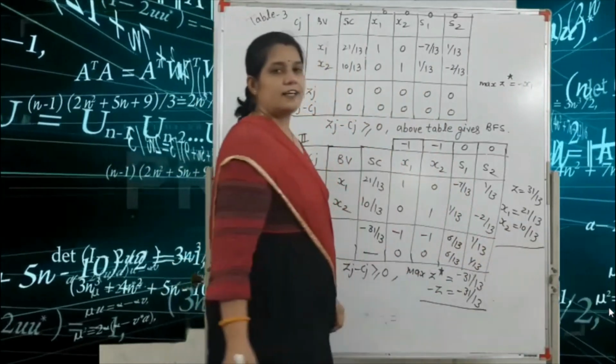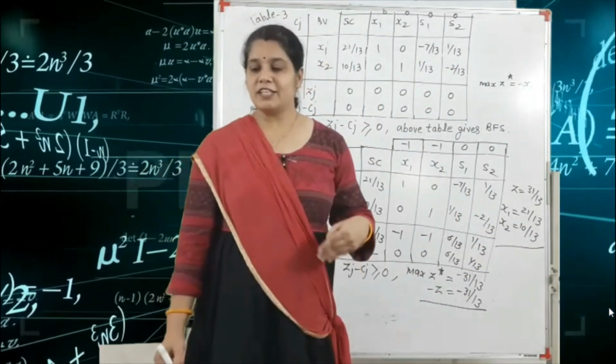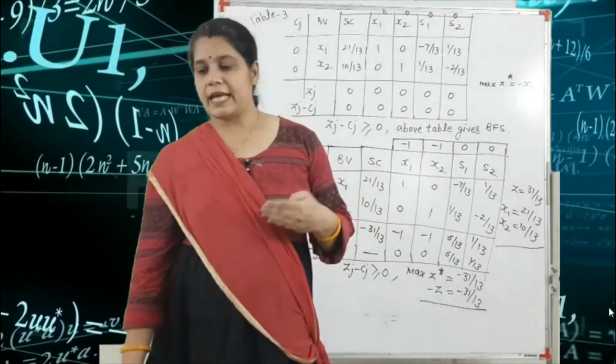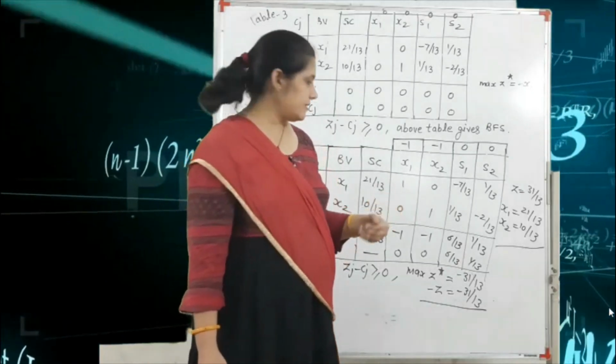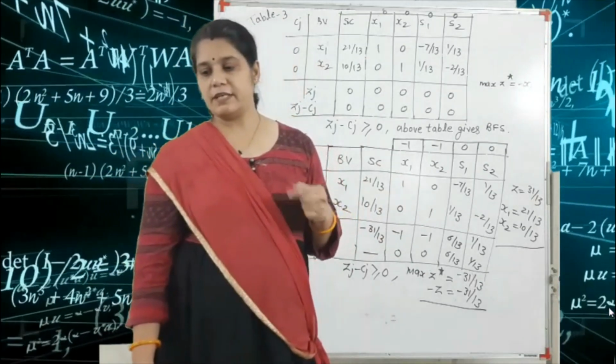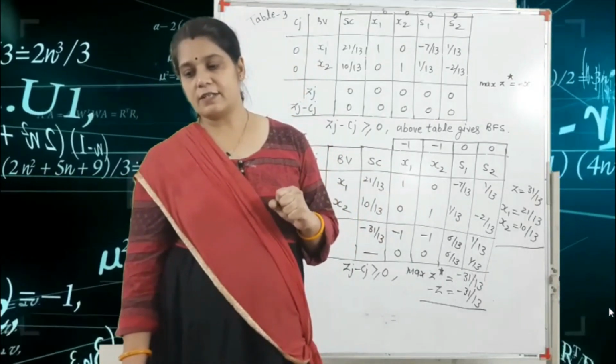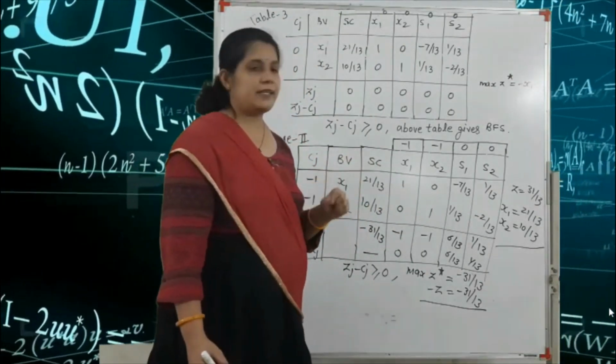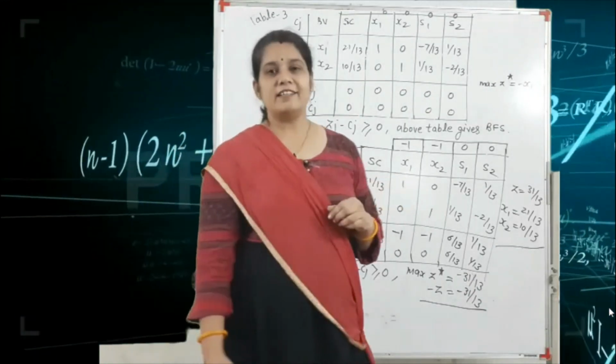Okay, this is our final answer with the help of the Big M method. That means z is equal to 31 by 13, x1 is equal to 21 by 13 and x2 is equal to 10 by 13. Okay, so this is our final answer.